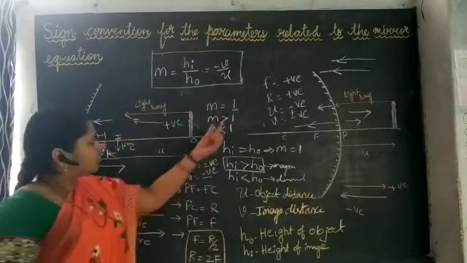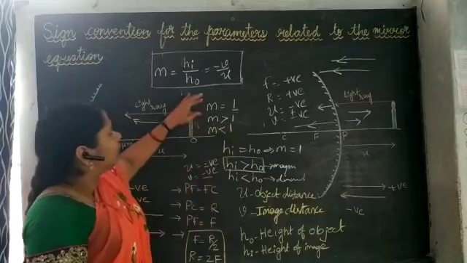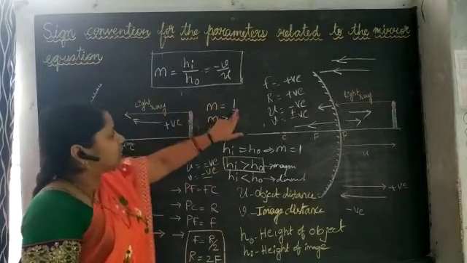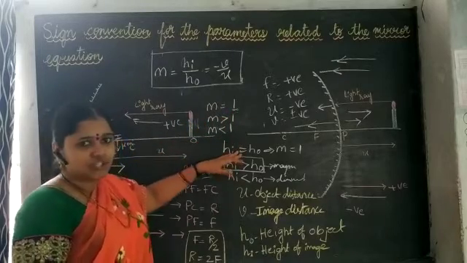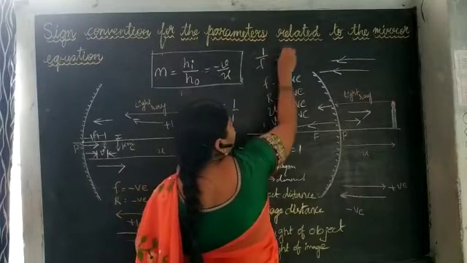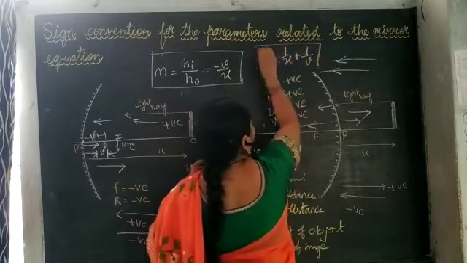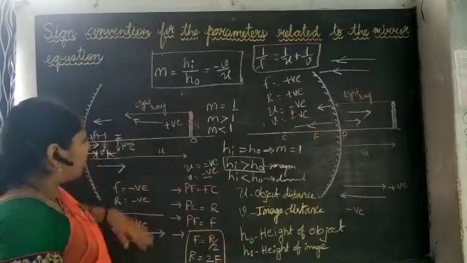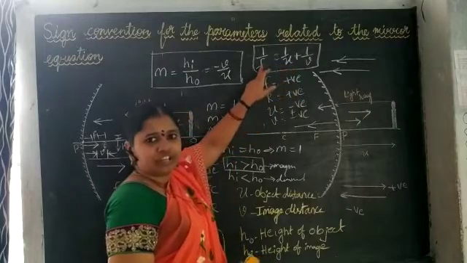So with the help of only magnification, we can say what is the nature of image and nature of object. If m equal to 1, same size. If m is greater than 1, magnified. If m is less than 1, diminished. And what is the mirror formula? 1 by f equal to 1 by u plus 1 by v. This is the formula, and with the help of these rules we have to assign the sign for the v value, u value and f value.